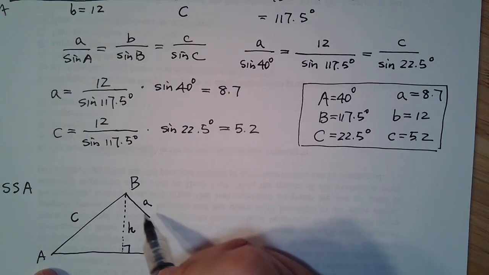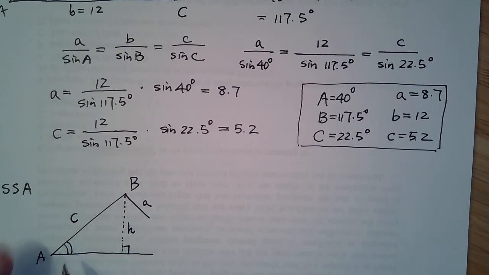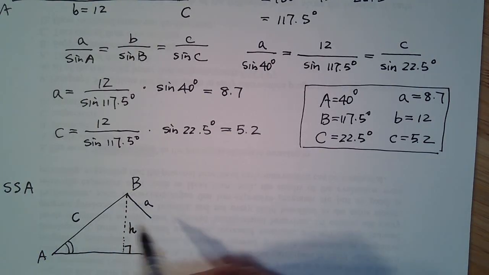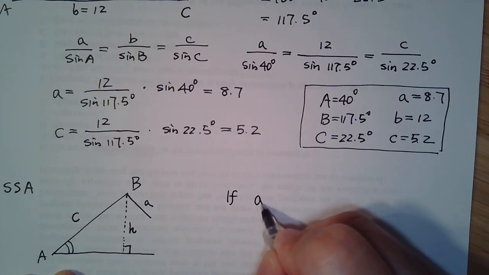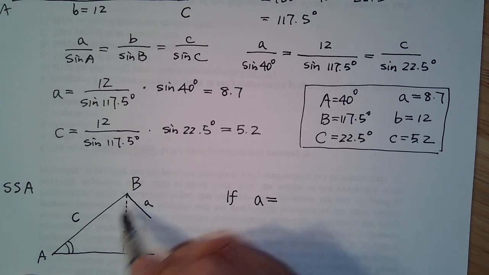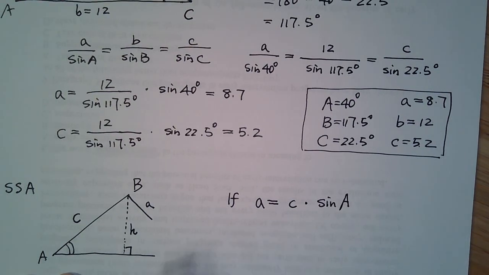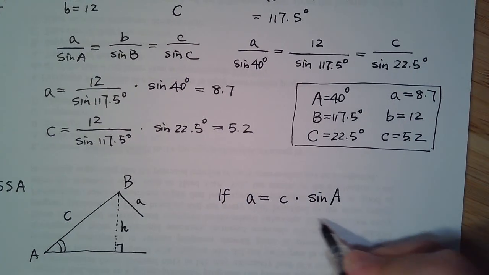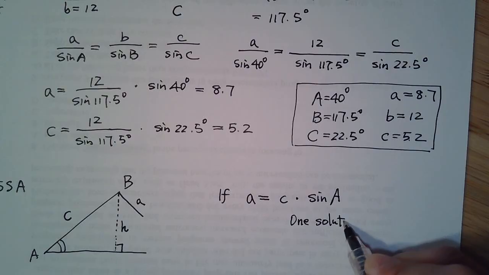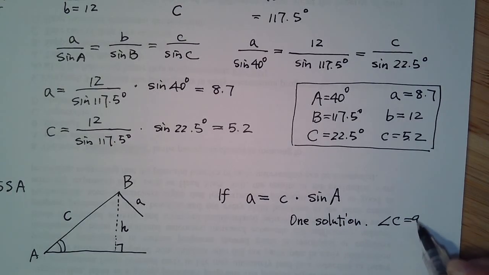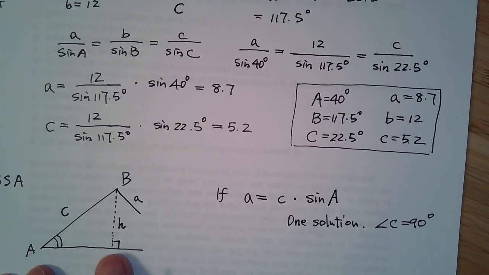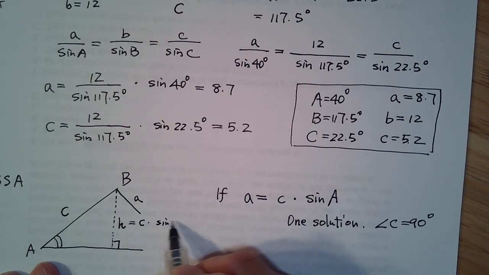Okay. Now, what if you are given this angle A, and then side, side, in that order? So if your a is exactly the same as c times sine A, if a is exactly the same as the height, that means you're going to form a right triangle. So there's going to be one solution. That angle C should be 90 degree, and then you can go ahead and solve it because you already know A. So this is the first situation: if a is exactly equal to H, and that H is c times sine A.